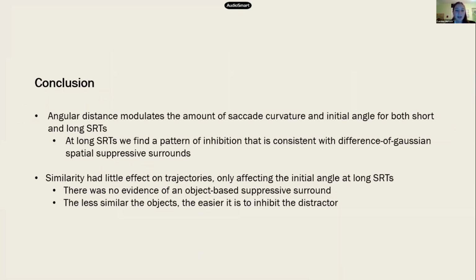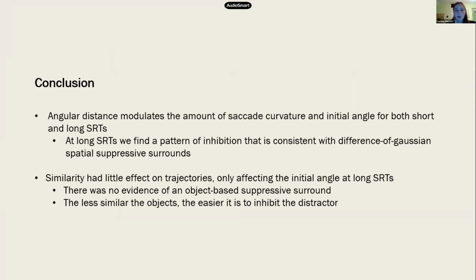And in conclusion, angular distance affects the saccade curvature and initial angle for both short and long reaction times, but it's at these long reaction times when we find this pattern of inhibition that supports the spatial suppressive surround because we're able to cortically process both objects.